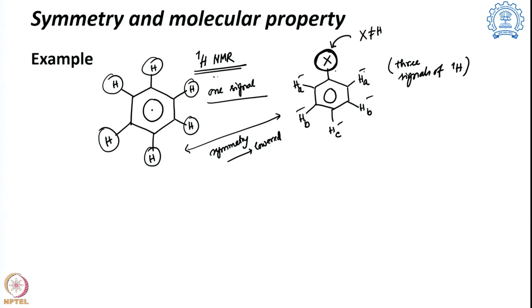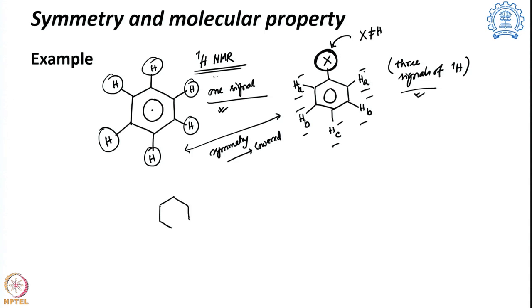So just by introducing one extra group other than hydrogen, I can get a stark difference in signal. That shows that the environment around the hydrogens is now different and they are going to behave differently. So their behavior is directly connected to the structure, which can be defined by symmetry terms.